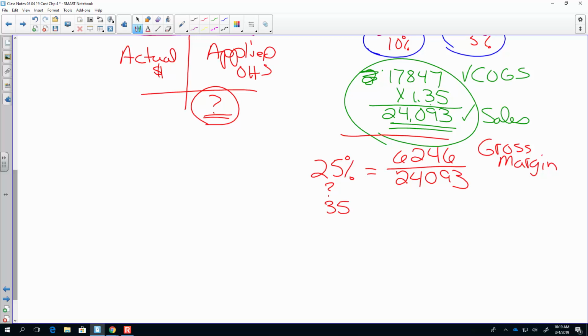We marked it up 35. How did we get 25? Did I do something wrong? And the answer is no. But remember, I'm dividing by a much bigger number, right? So based on sales, it's 25%. Markup on cost is different than markup on sales. Just be aware of that. So on the income statement, I'm only showing an actual margin of 25%.